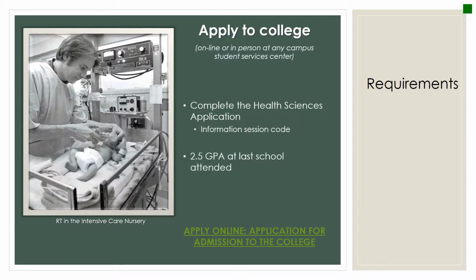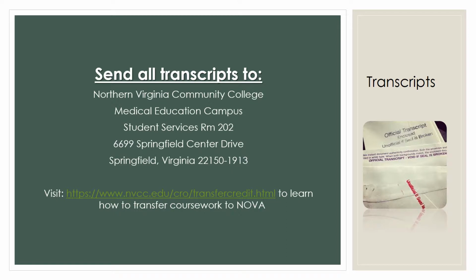A GPA of 2.5 or higher is required from your last school attended. This requirement can be met with the prerequisite courses or other college transfer credits. Next, complete pages 5 and 6 of the Allied Health application that you just downloaded to your desktop. Send your transcripts to the address shown. It is important to send your transcripts directly to the medical education campus.